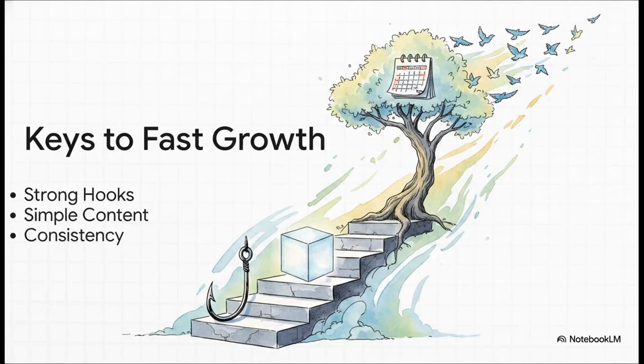To distill all of this down for your strategy moving forward, keep these 3 keys to fast growth in mind. 1. Strong hooks. Nail those first 3 seconds. 2. Simple content. Don't overcomplicate it. Short, clear, punchy stuff always wins online. And 3. Consistency. One viral hit won't change your life, but showing up, utilizing this AI workflow, and publishing consistently for months, that is the real secret to lasting success and income.